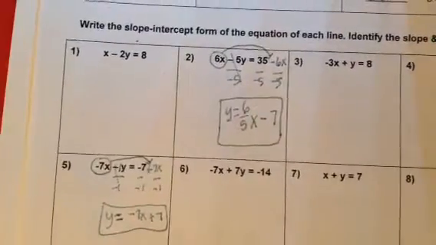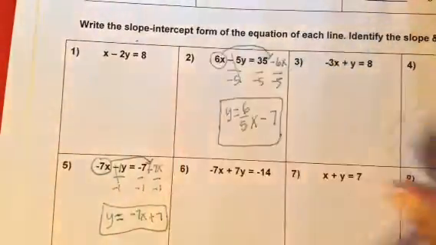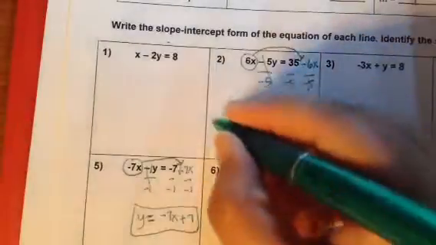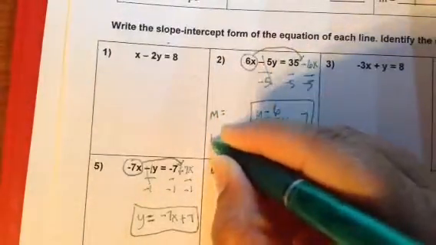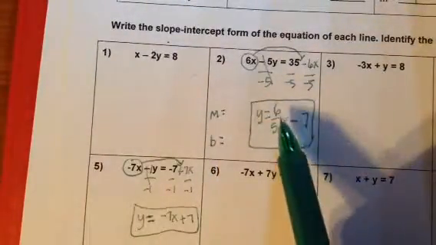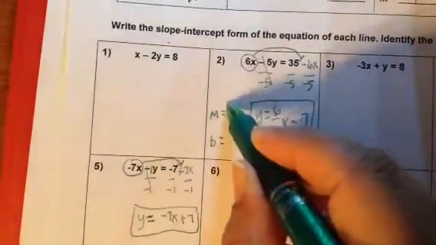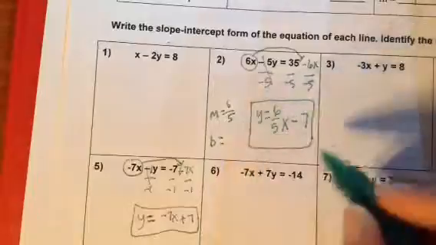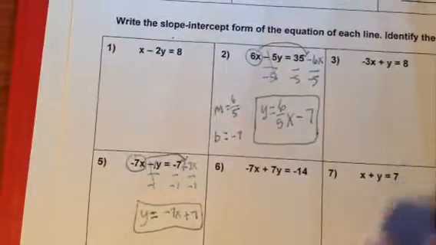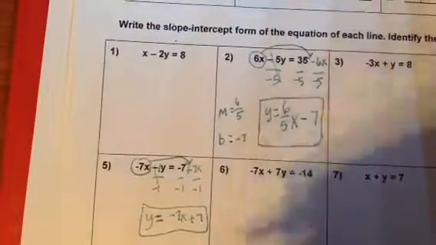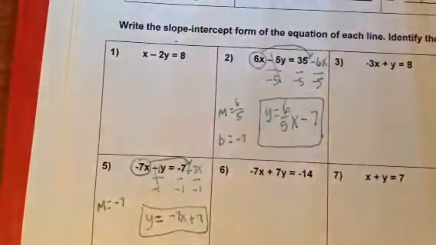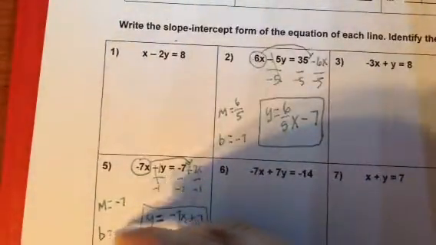Since the directions do tell us to write it in slope-intercept form and then identify the slope and y-intercept, that's what we're going to go ahead and do now. On this one, our slope was the number in front of the x, and the b was the number that wants to be by itself, the number that's all by itself. So our slope in this problem is 6 over 5, and our y-intercept is negative 7. On the first problem we did, which I forgot to do, our slope is negative 7, and our b is positive 7.